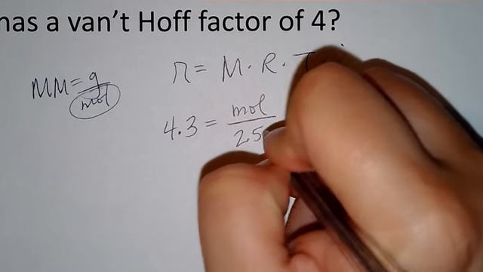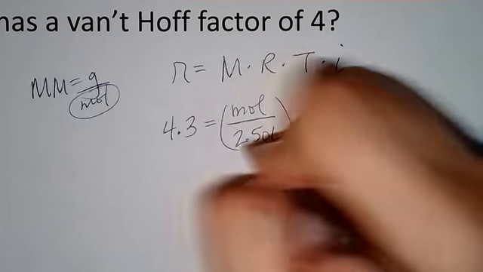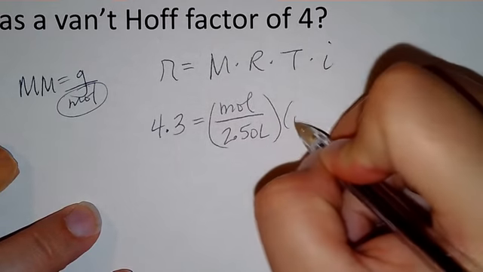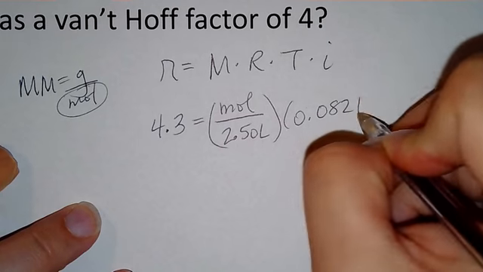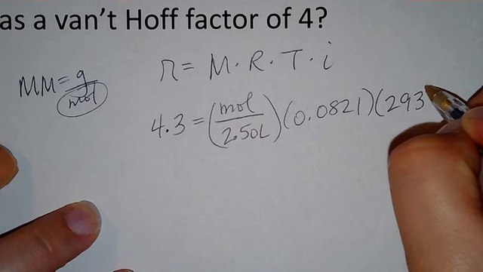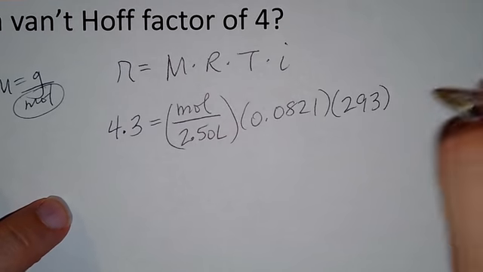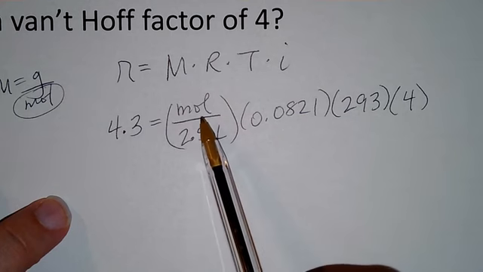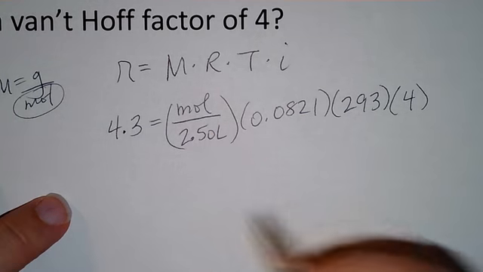We know our R value. Our temperature was 293 Kelvin. And we're told our I value is 4. So now we only have to solve for moles. So we're going to divide by R and T and I. So we'll do that first.